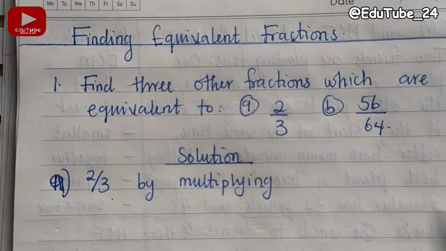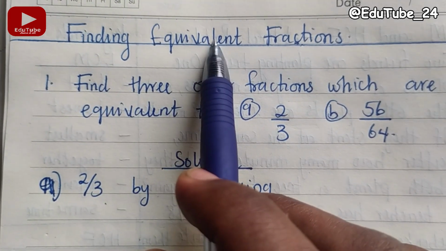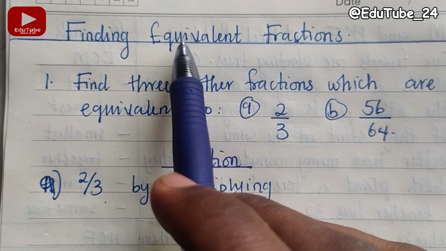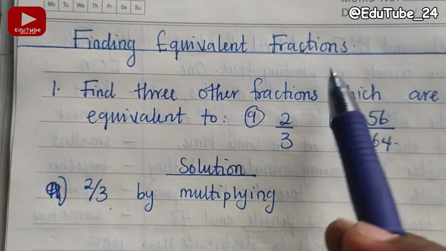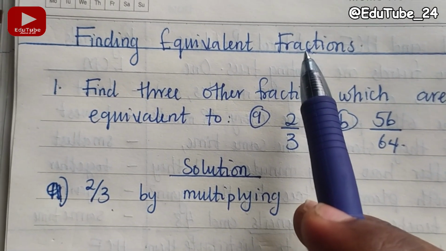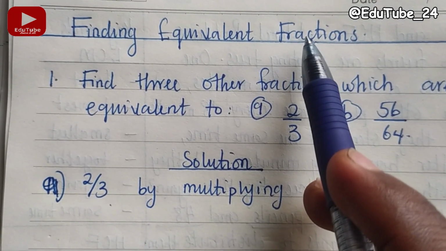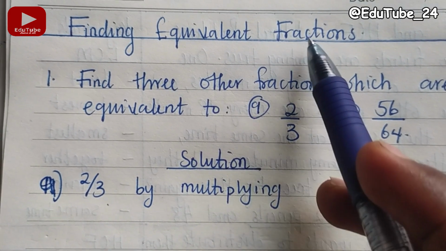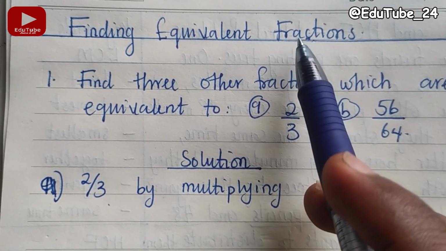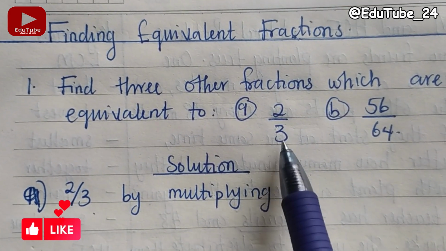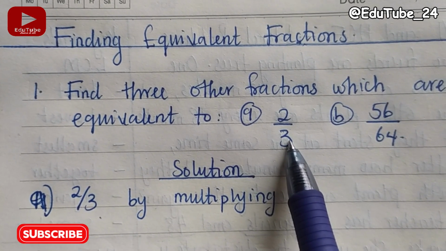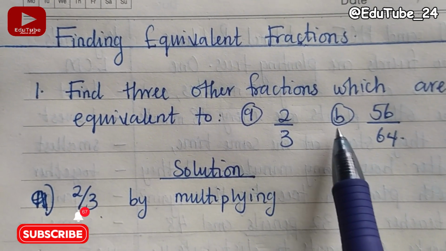In this lesson, we are going to learn how to find equivalent fractions, or how to build equivalent fractions. What are equivalent fractions? Equivalent fractions are basically fractions which are equal because they are built or created by multiplying or dividing the numerators and the denominators by the same multiplier or the same divisor.